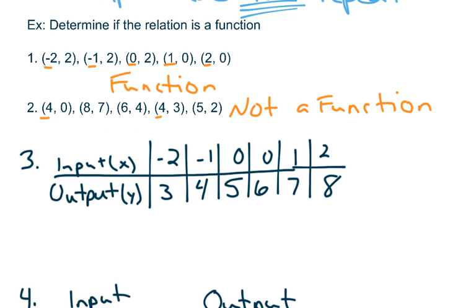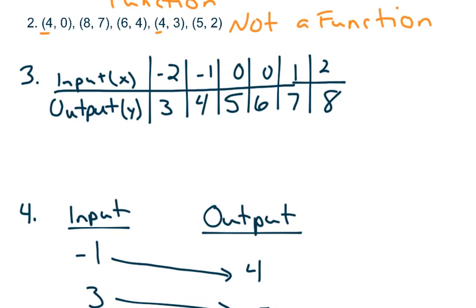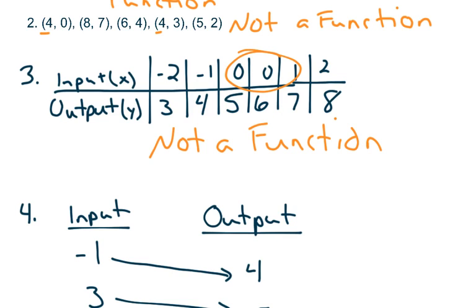Number 3, this is a different way of writing. Instead of ordered pairs, you can display your relation in a table. But again, if you look, we have the x value of 0 repeating, and it goes to different y values. So because of this part right here, this is not a function. Not a function because that repeats. We have the x value of 0 repeating, so it makes it not a function.